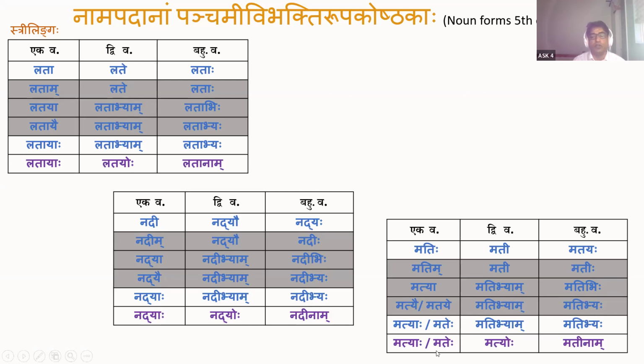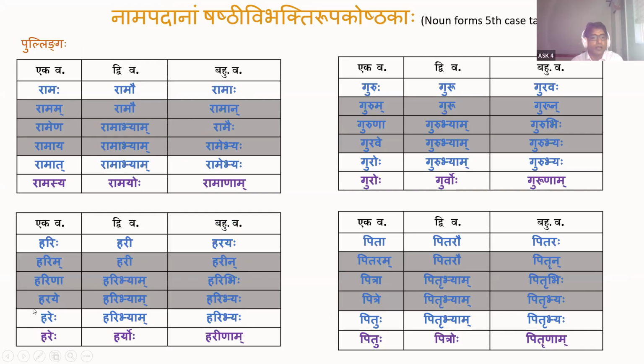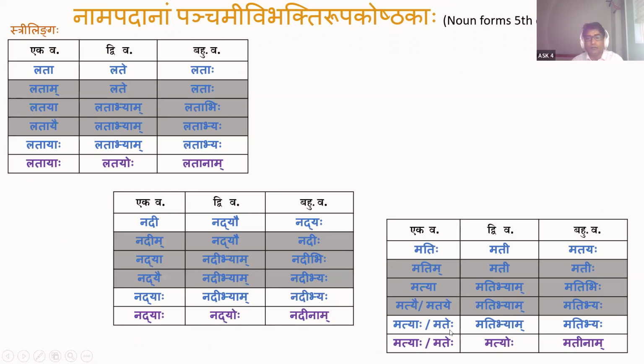Then in Strilingam, you come across this option. Both ways it's expressed. Here and here, you see. So you also have an option where it is used as in Pullingam. So Harihi, Harehe. So Matihi, Matehe. So that way also you can use. Also you can use Nadi type Ikaram. Nadi, Nadyaha. So Matyaha. So it has got both options. That is something to be observed. Strilingam only is having that feature.